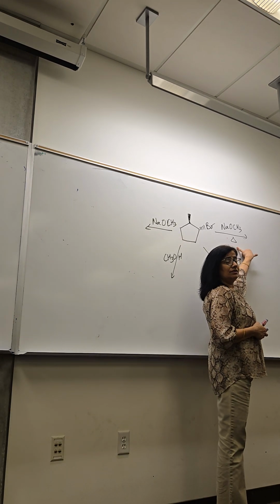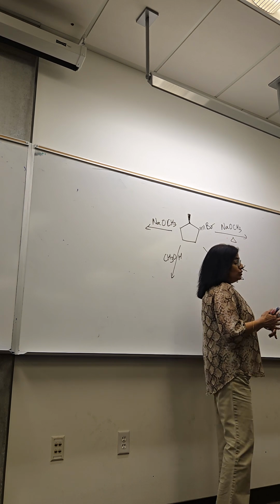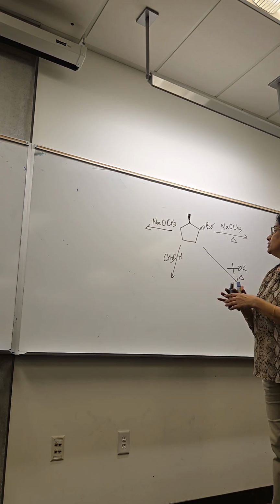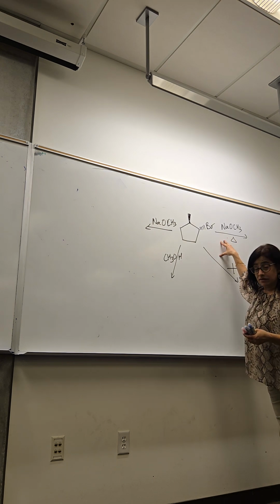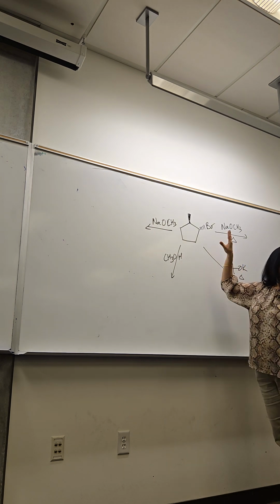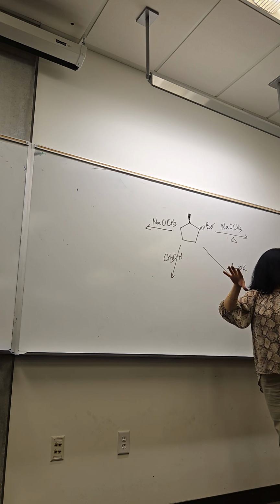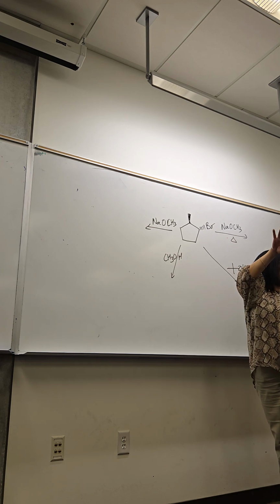Now, what's the difference between this arrow and that arrow? That one has a heat symbol on it. Since there's heat present on the right side, it's going to be E2 more than SN2. That's the comparison. Did we get that? Yep.